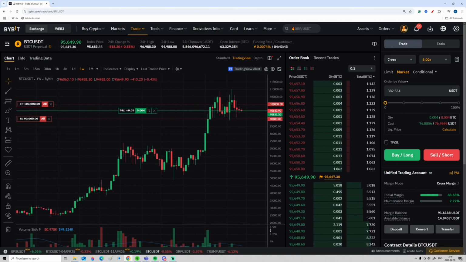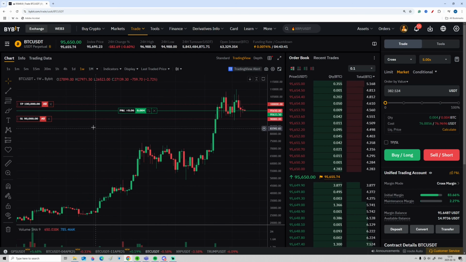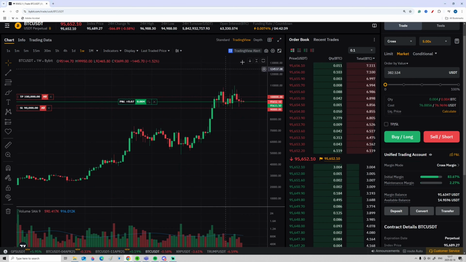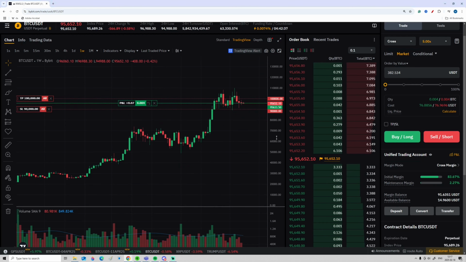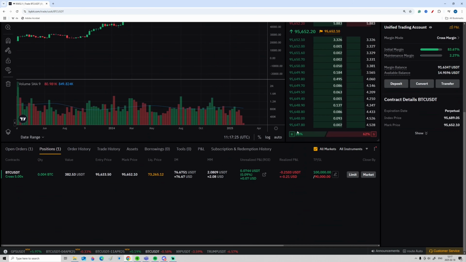And just like that, our future position is now live in the market. And here on the chart, you can now see that our take profit is at 100,000, our stop loss at 90,000. And here you can see our current profit or loss of the position. And now to check your futures position, you can just scroll down right here.